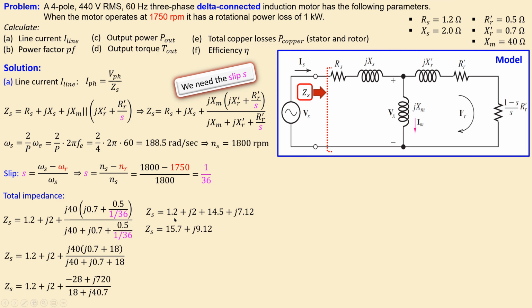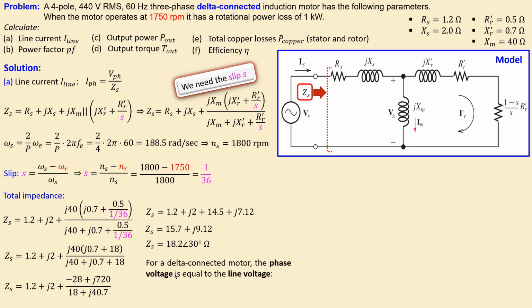We can now combine the real and the imaginary parts together. Then we have 15.7 plus j 9.12. If I now convert this to the polar expression, you can see the magnitude and also the phase. This is important in this configuration because we need to have this in the denominator of this expression, so we need to have it in the polar expression to work it out easily.